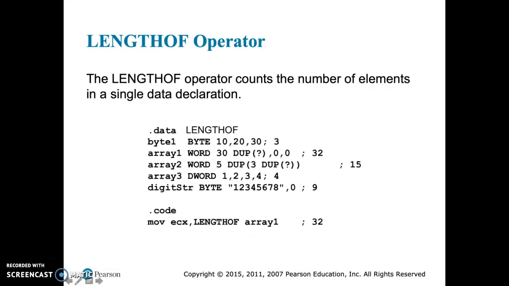Next, the LENGTHOF operator. It counts the number of elements in a data declaration. For those of you familiar with higher level languages, it would be similar to length or count in some other languages, essentially giving us the number of elements in an array. So you can see here we have 3 byte elements. We have defined 32 word elements in the second example there, and so forth. So LENGTHOF is essentially going to tell us the number of elements in a single data declaration.